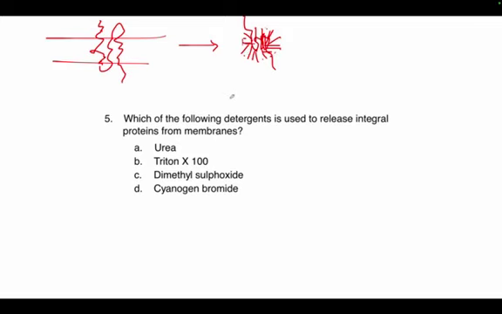Okay. Now, in this list, actually only one of these solutions is a detergent. Okay. Urea is a chaotropic reagent. Okay, it is going to denature your protein. It is not a detergent. DMSO is an organic solvent. Cyanogen bromide is used for things like coupling reactions and protein cleavage. So Triton X is actually the only detergent in this list, but it is used to release integral membrane proteins.